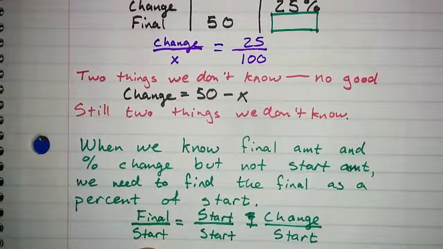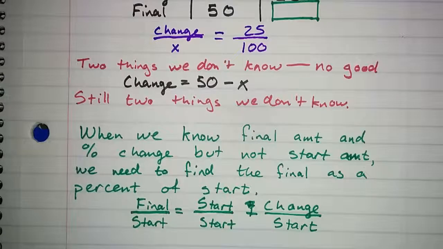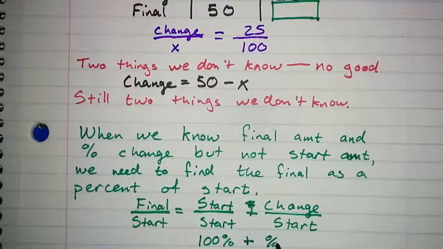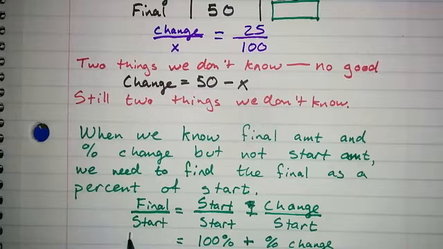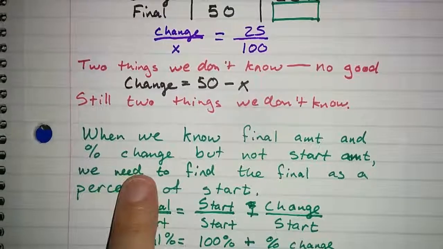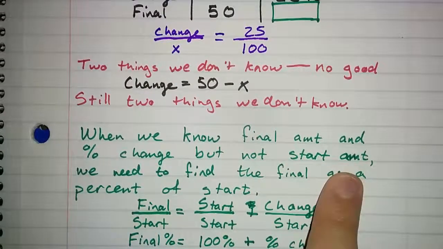So the final amount over the starting amount, that's the starting amount over the starting amount. We said earlier that's equal to 100%. The change over the starting amount, we said that's equal to the percent change. That's going to add up to the final percent as a percent of the starting amount. And for shorthand, I'm going to call that final percent. Again, the only time that we need to use this is when we know the final amount and the percent change, but not the starting amount.